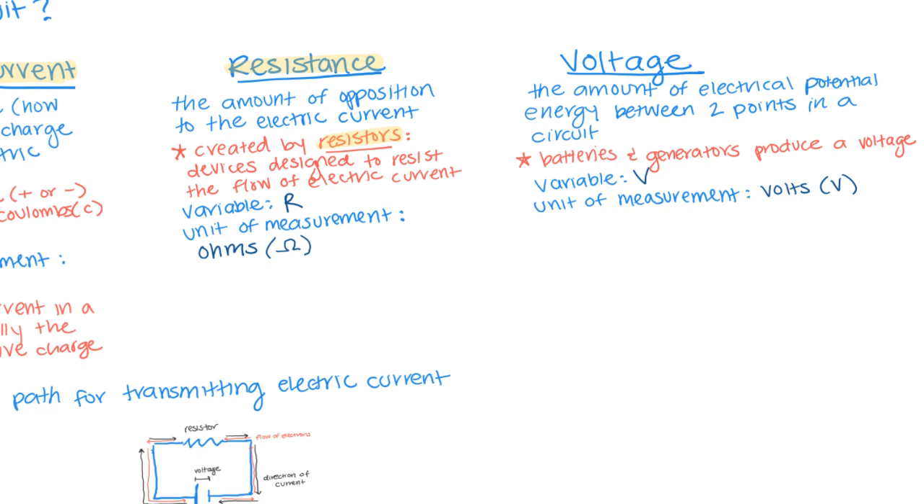It creates a resistance to the electric current in order to turn the light bulb on and convert that electric current into light. Our variable for resistance is a capital R. So thankfully that one makes a little more sense. Resistance starts with R. So we're going to use capital R to represent resistance. And our unit of measurement is something called ohms.